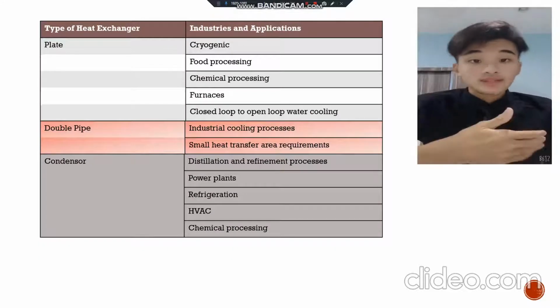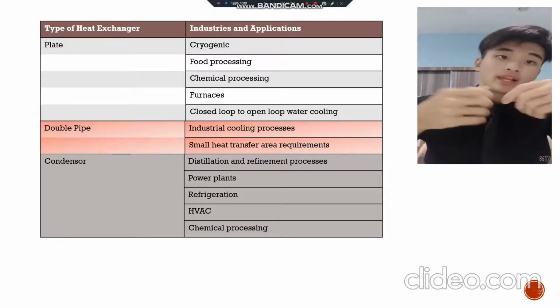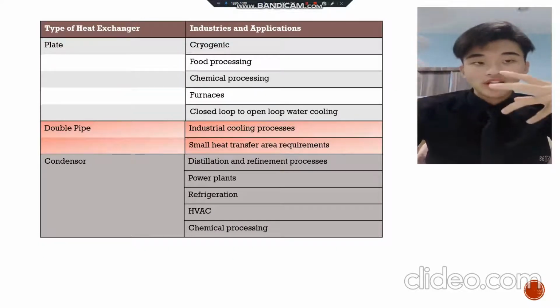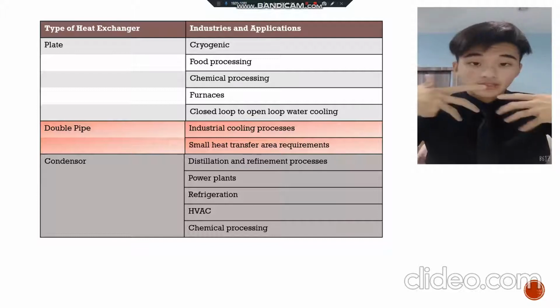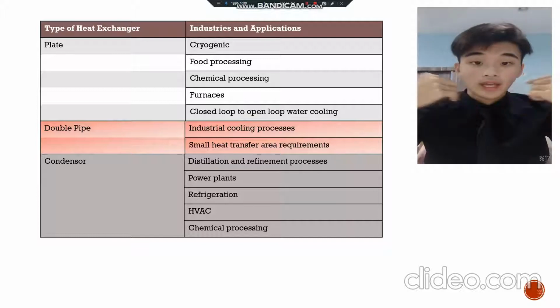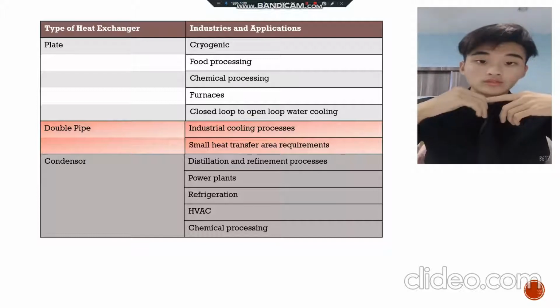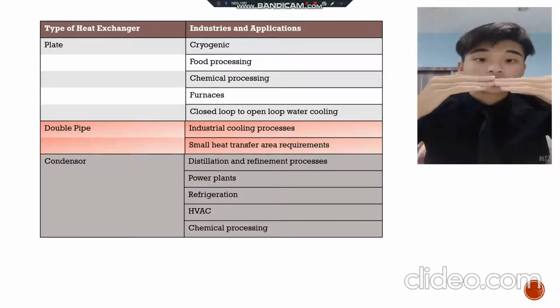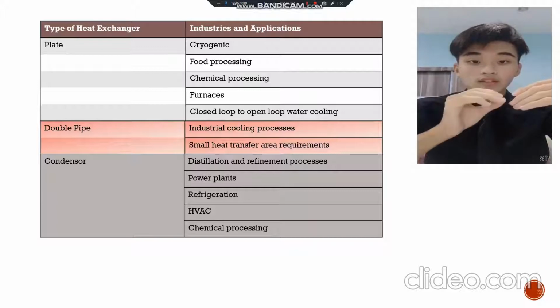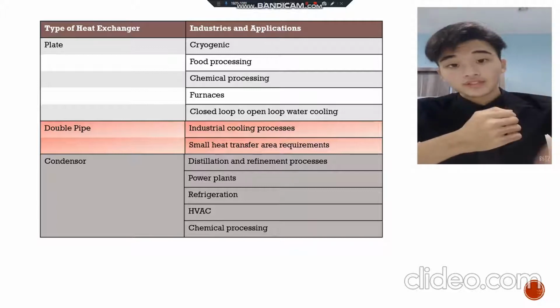So the next type of heat exchanger is plate. It has cryogenic, food processing, chemical processing, and so on. And the other heat exchanger is double pipe and condenser. So these are the examples of applications in industries of heat exchangers.